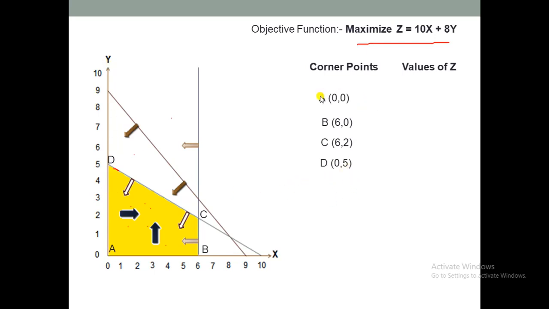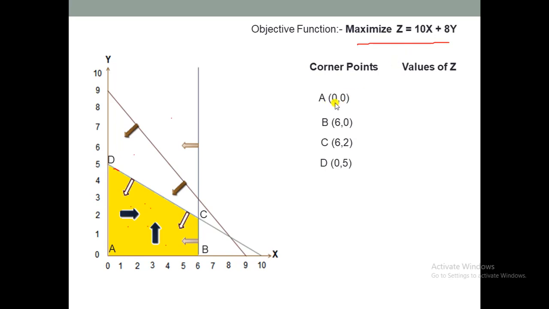Now the next step, as seen while going through the steps to solve a linear programming problem by graphical method, is to put these coordinates individually into the objective function. These coordinates are nothing but the values of x and y. For example, at corner point A, the value of x is 0 and y is 0. Here x is 6, y is 0. We just have to put those values in and calculate the value of z.